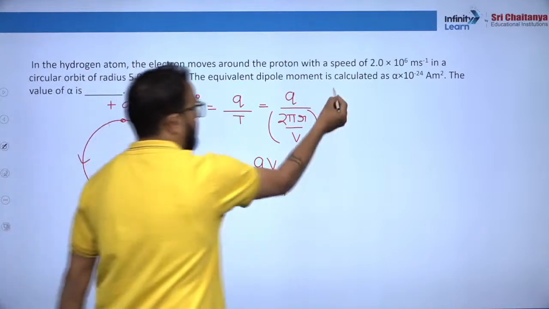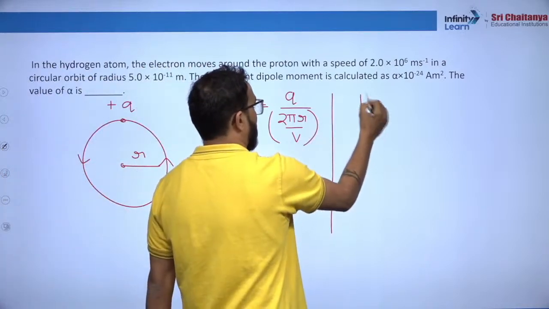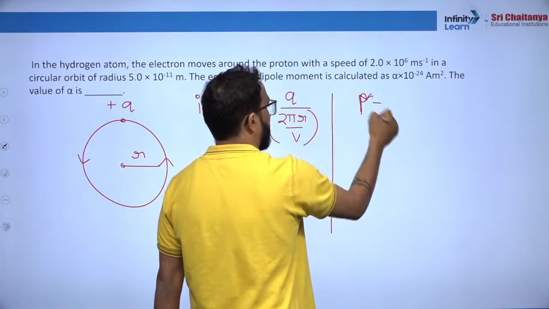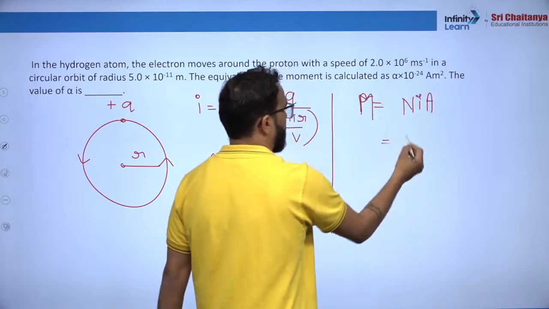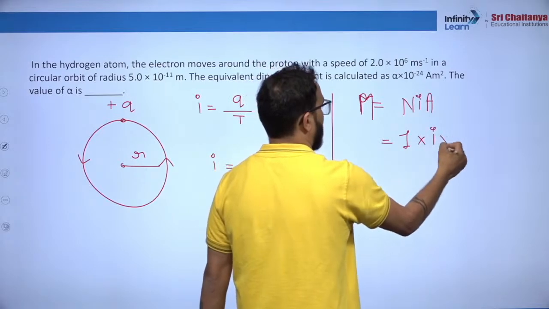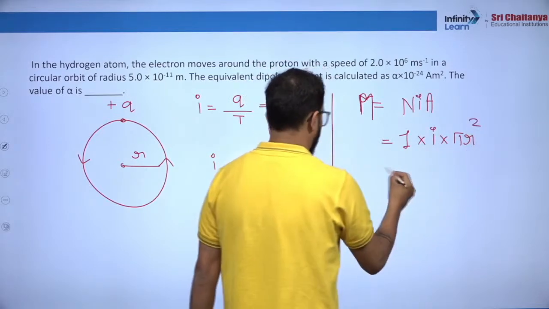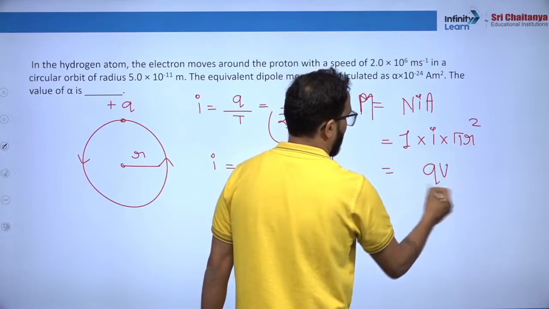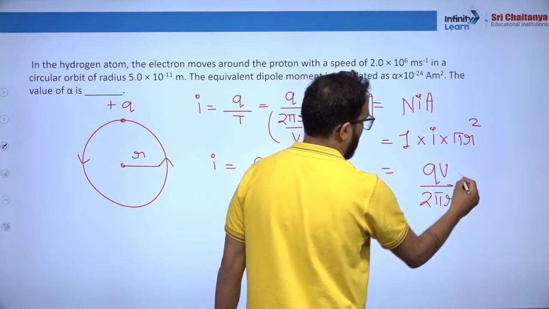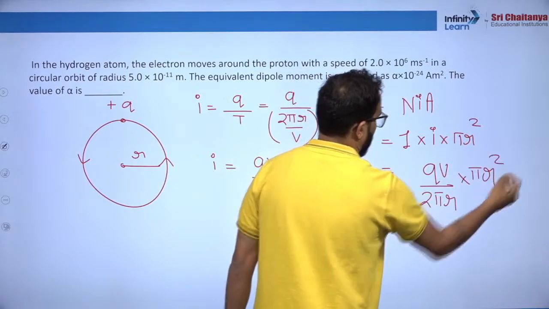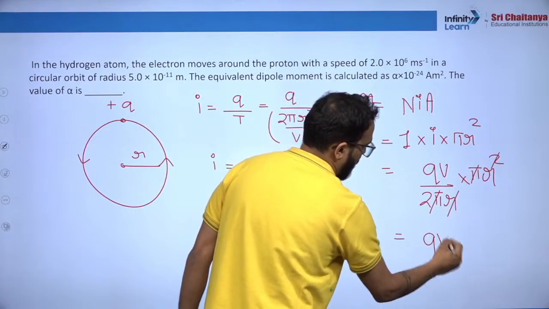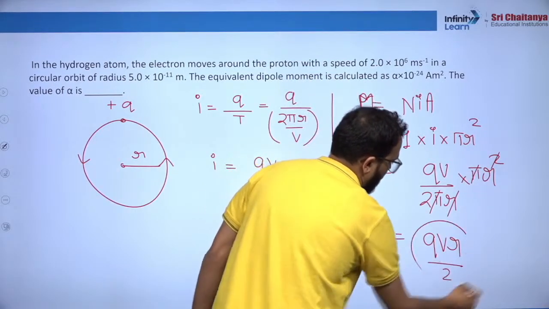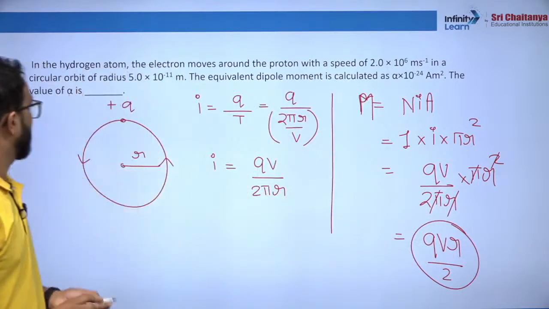Now what is the moment? Magnetic moment is N I A, number of turns is 1, into current, into pi r square. So what is I? Q V upon 2 pi r, into pi r square. So the answer will be Q V r by 2. Just put the values and get your answer.